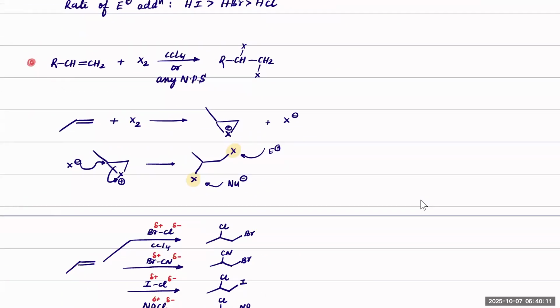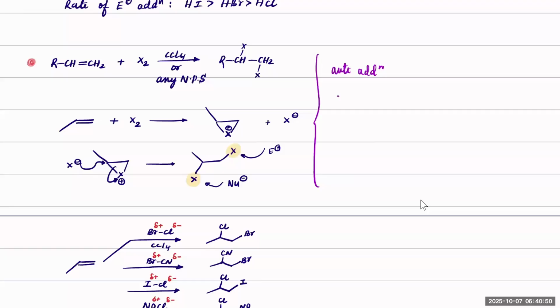Next. Pi bond, when you react with X2 in the presence of CCl4, X and X will get added. And typically non-polar solvent like CCl4 or CS2 is more useful. The pi bond when attacks X2, it will go via formation of a bridge halonium ion. And X minus will always attack on the more substituted side, breaking this bond. So this is the product you will get. So overall, I can say it is an anti-addition, correct?